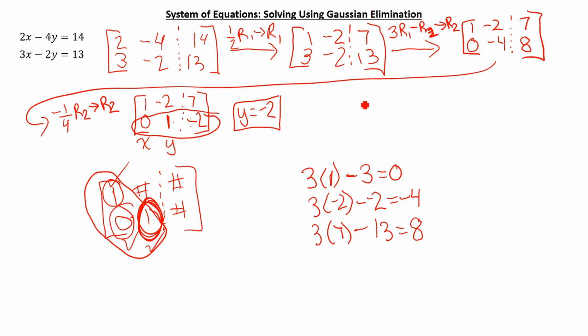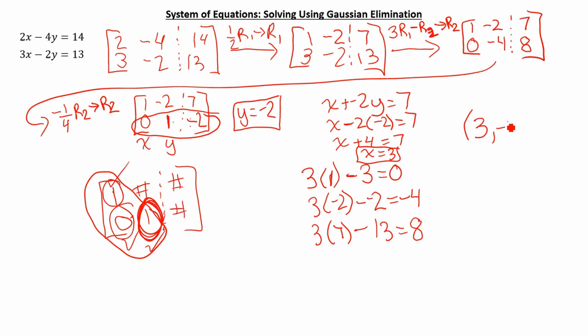So what we're going to do is go back to the first equation. Right now it's 1x plus negative 2y equals 7. So x minus 2 times negative 2 equals 7. x plus 4 equals 7, and x is equal to 3. So now we know that our solution is x is 3, y is negative 2.